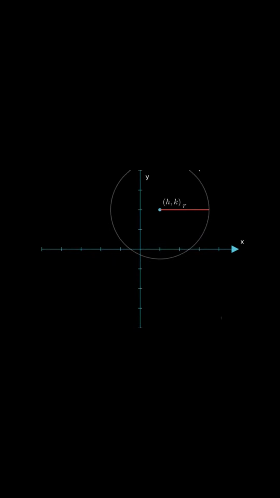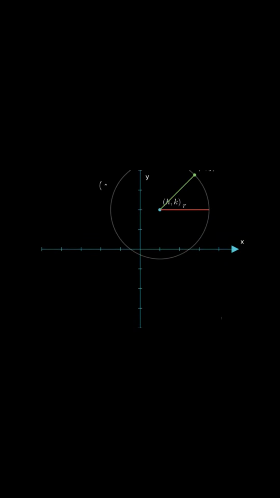Let's consider any arbitrary point on our circle, which we'll label as (x, y). This represents any of the infinitely many points that make up the circle's circumference. By definition, the distance from our center point (h, k) to any point (x, y) on the circle must equal exactly r. This key constraint is what we'll use to derive the circle's equation.